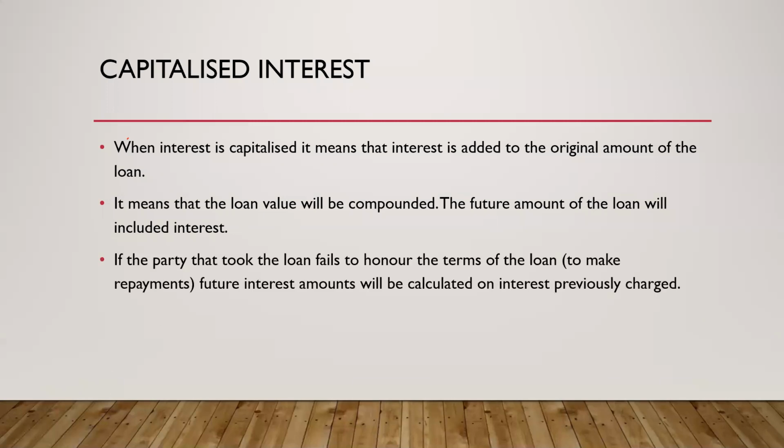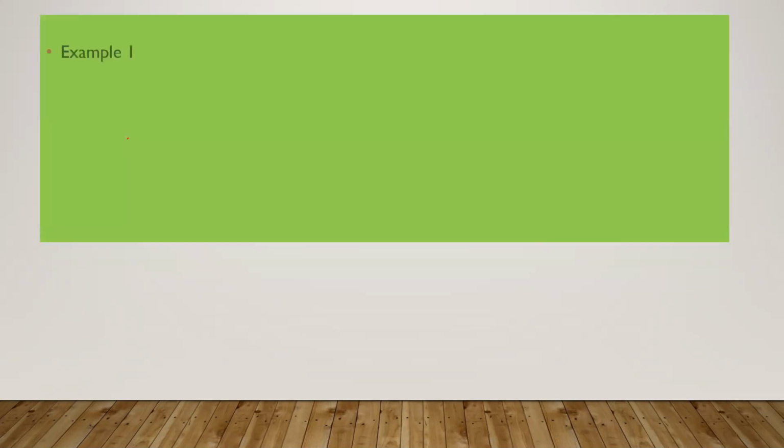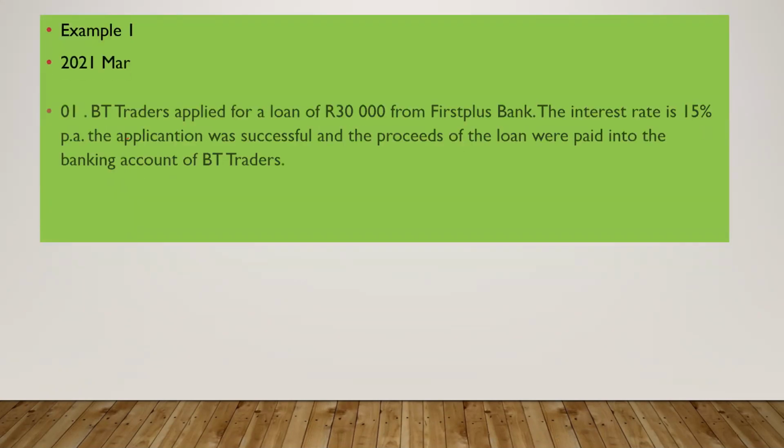All right. If the party that took the loan fails to honor the terms of the loan to make the repayments, future interest amounts will be calculated on interest previously charged. And we'll get to that shortly in this example here. Please read this example.